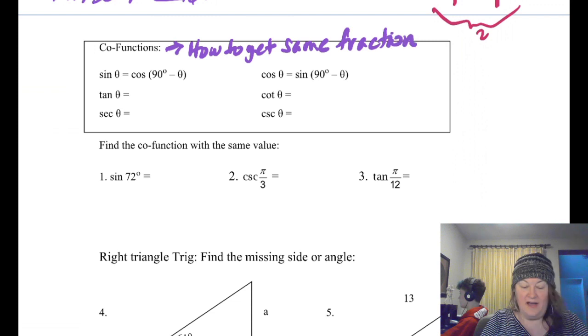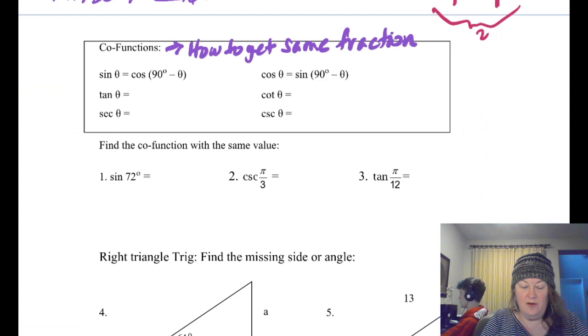Okay, so if I want to find another way to get the same fractions as sine at theta, I'm going to go to the other angle and I'm going to do cosine from that angle. So tangent, if I want to get the same thing from tangent, if I go over to the other angle, which is just another way to say 90 minus that angle, then what would it be? It would be, let's see, tangent, if I go to the other one, would be cotangent. And then secant would be cosecant.